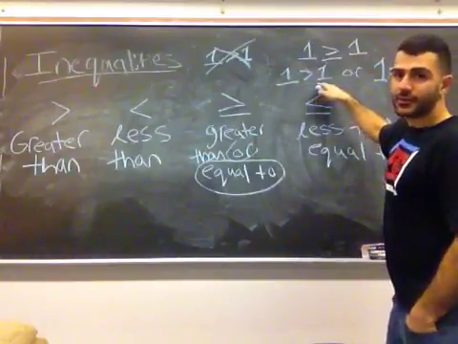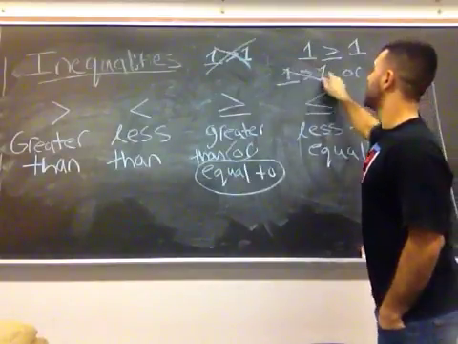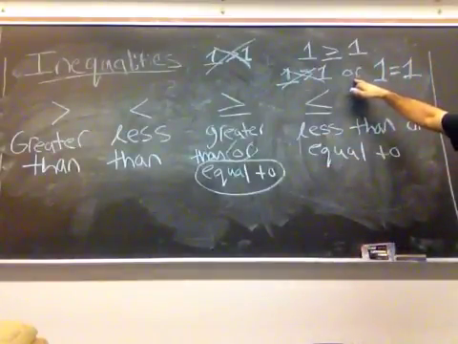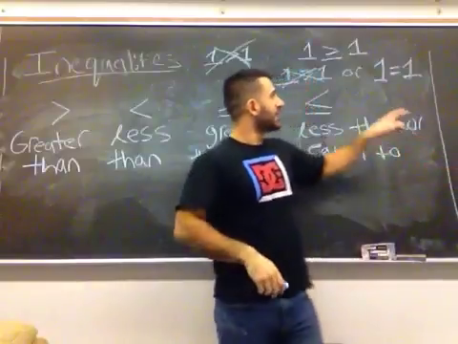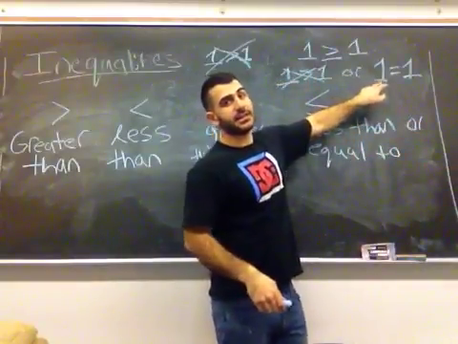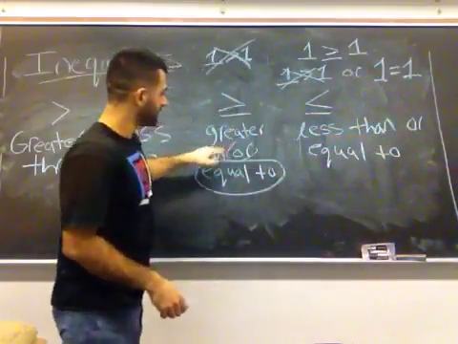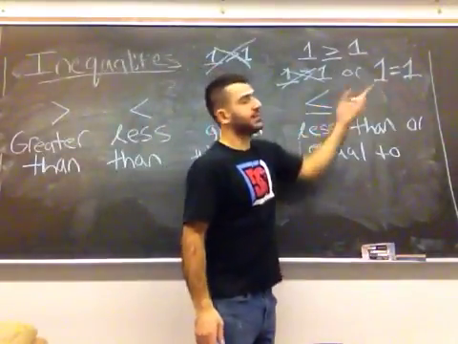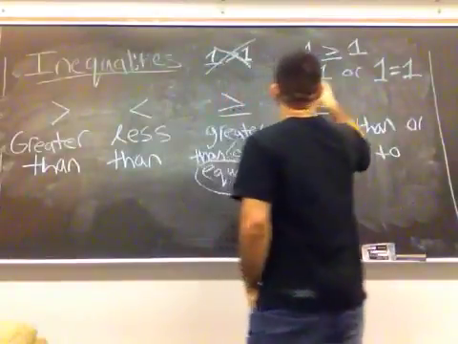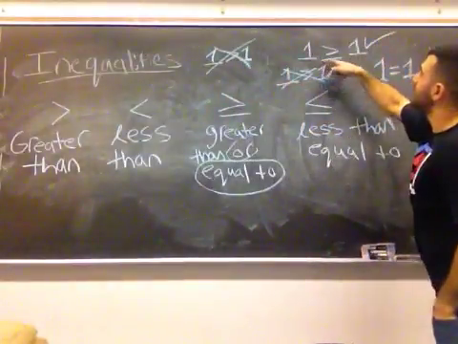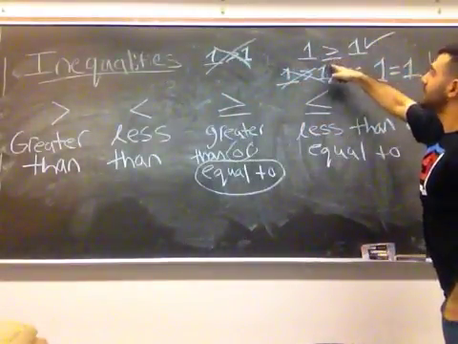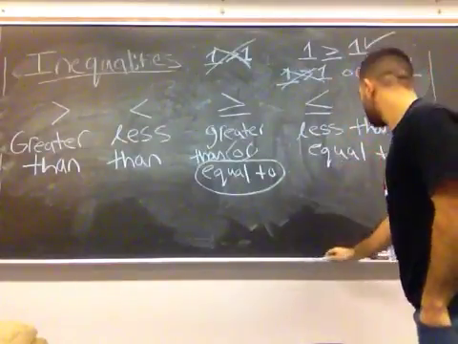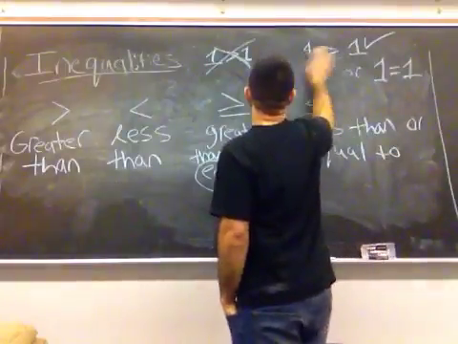So 1 is greater than or equal to 1. Is 1 greater than 1? No, it's the same number. Now we have to check the other condition: is it equal to? 1 is equal to itself, which is true. So this is true. 1 is greater than or equal to 1. Now let's show you an example where that's not true.